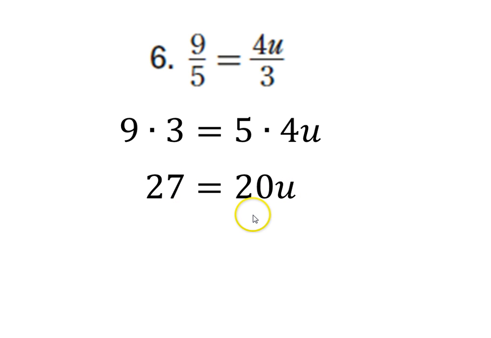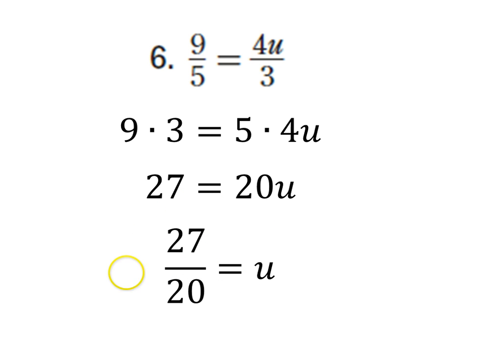By using algebra, I can divide both sides by 20 and get 27 divided by 20, or 27 over 20, is equal to u. Once again, that's a fraction. I can't reduce it. And 27 over 20 is going to be some decimal number that may or may not end. I'm not even sure. But I'm going to leave it as a fraction. A fraction is an exact answer, so I'm going to leave it as a fraction, and u is going to be 27 over 20.